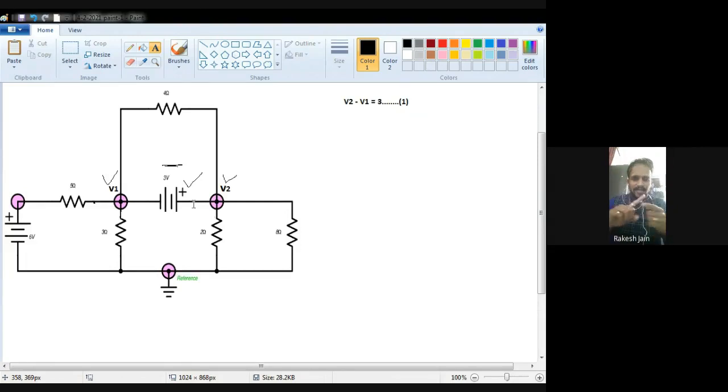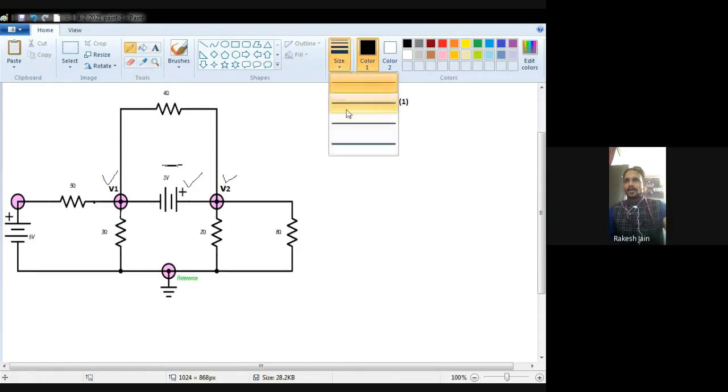Write down the equation for the first node which creates the supernode plus the equation for the second node which creates the supernode equal to 0, and remember to neglect only that branch in which the voltage source or battery is present which creates the supernode. What I want to say, see this one, with this green color I am denoting the branch for the first node.